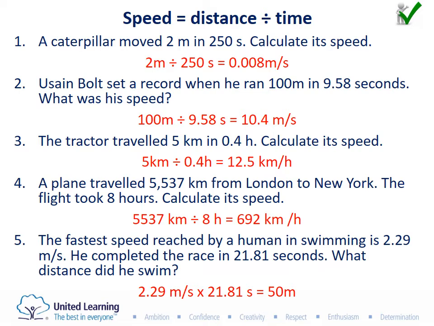And then you've obviously got the fastest speed reached by a human. If you didn't know, that was by a guy called Tom Jager. He set the record in a 50-metre race back in 1990 on the 24th of March. So nearly 20 years ago, or just over 20 years ago.